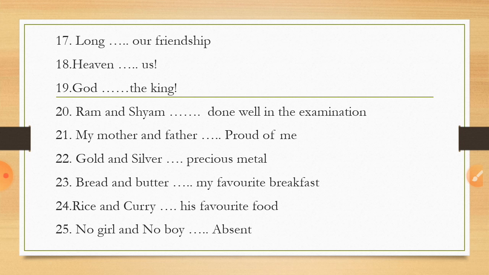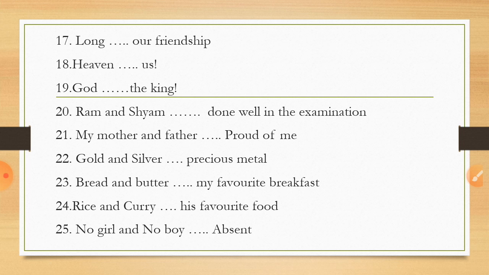You may say that it's a pair word. No, it is not a pair word. The next one is pair word. Okay. For example, 23rd. Bread and butter is my favorite breakfast. Thus, these two are pair words, so there are few pair words which we use collectively, and when there are pair words, we have to use singular verb. Similarly, rice and curry is his favorite food.